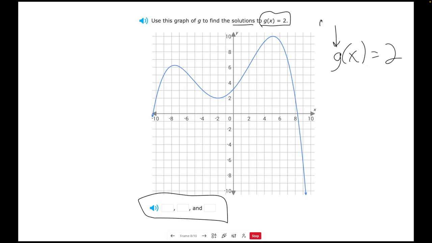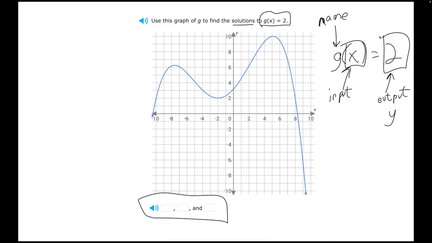G is the name of the function, all right? So this is function g. Say hello, okay? X, we already talked about this, is the input, and then equals, this is the output, okay? And so we already said, output is the y values. So in this case, they don't tell me what the x is, right? But they do tell me what the output is. So it's saying when y is 2, what is the input?